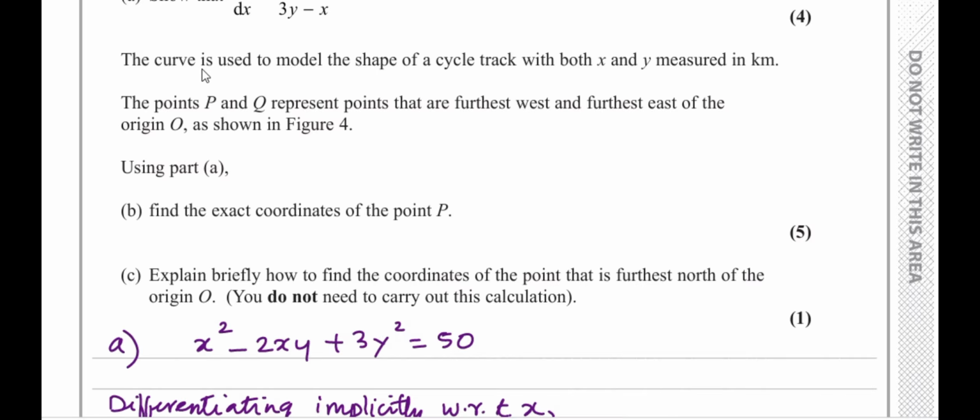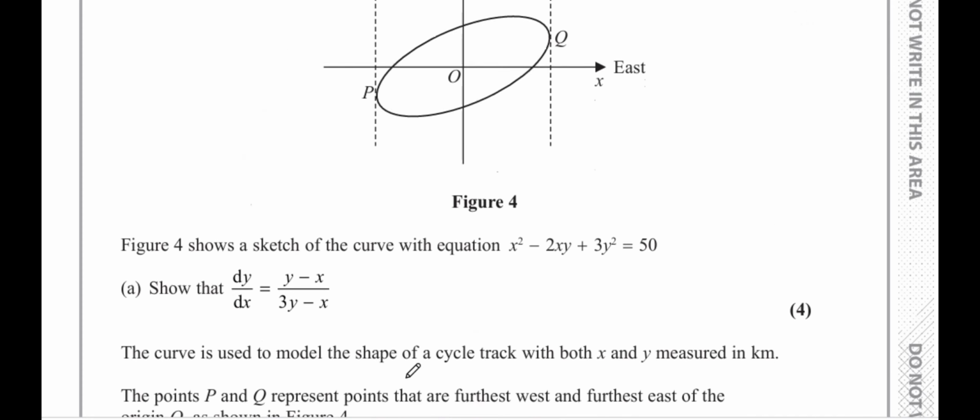Next part of the question, the curve is used to model the shape of a cycle track with both x and y measured in kilometers. The points P and Q represent points that are furthest west and furthest east of the origin O as shown in the figure. Using this part A, find the exact coordinates of the point P. So there is an interesting aspect here.